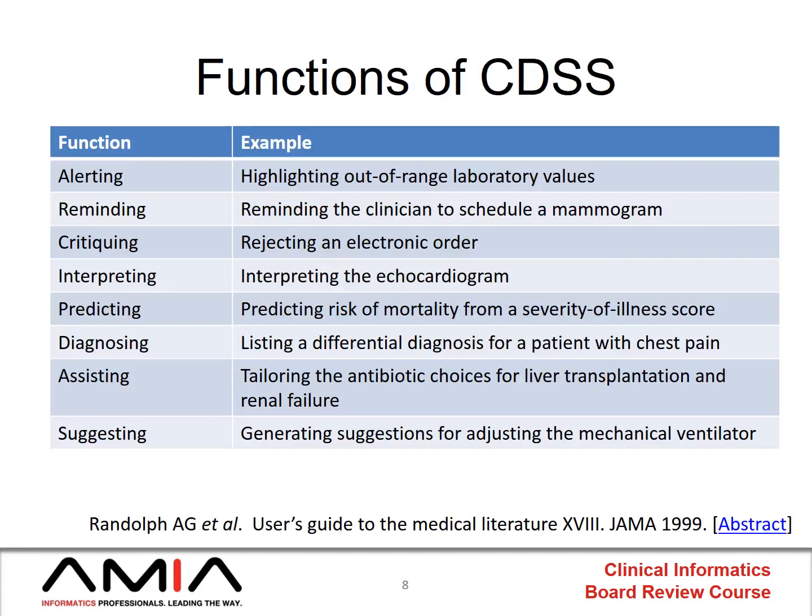This is an oldie but goodie. This is a JAMA 1999 paper, The User's Guide to the Medical Literature, and they define many functions of clinical decision support systems. These include alerting, reminding, critiquing, interpreting, predicting, diagnosing, assisting, and suggesting. And you should be able to think of examples of all of these in contemporary electronic health records. I've listed a number of examples here.